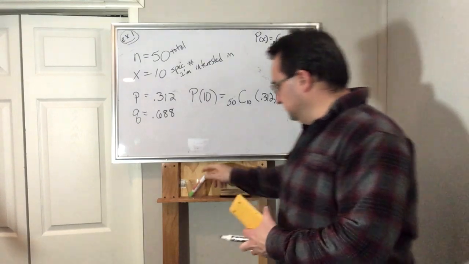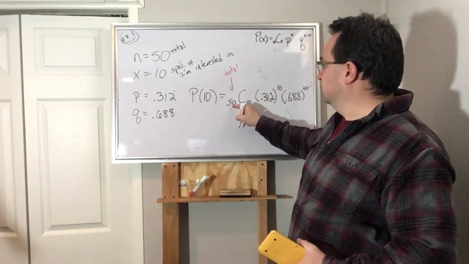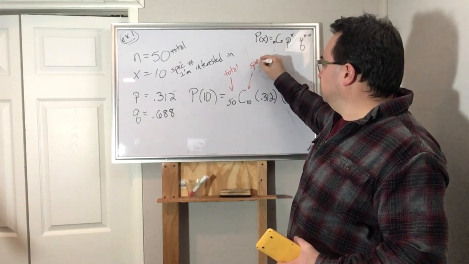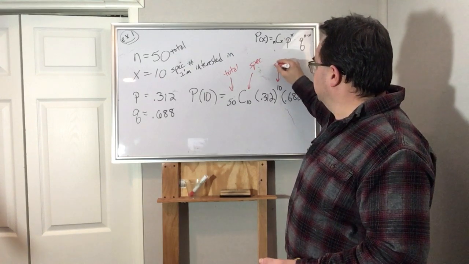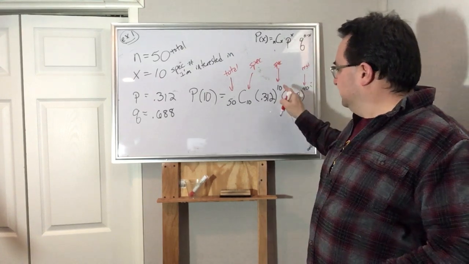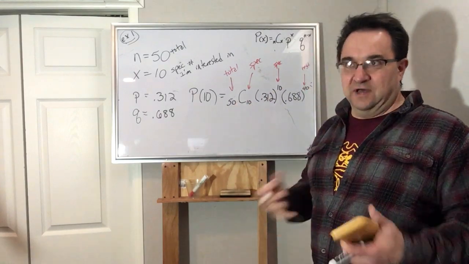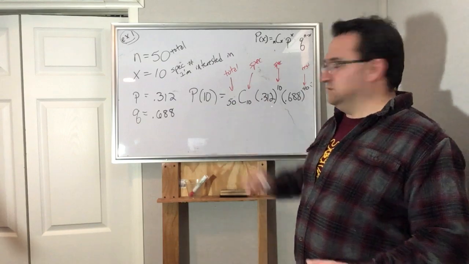So the way I would learn this is: this is the total number here. This is the specific number that I'm interested in there. This is the specific, and this is the rest. So I want 10 of the 50 to like blue. The rest of them, that would be 40, don't like blue.